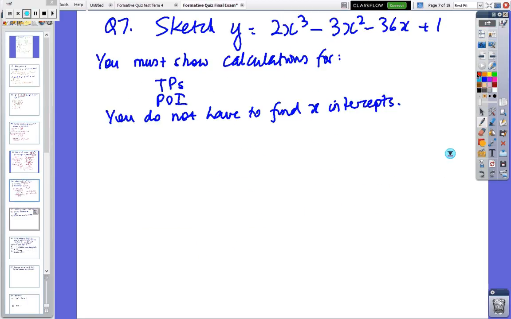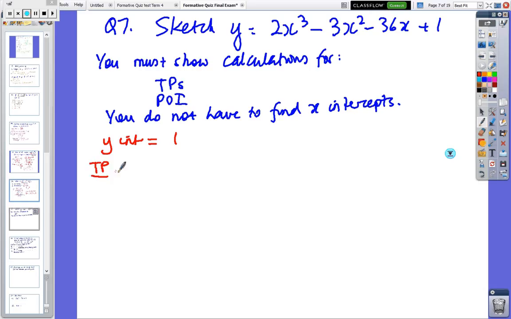Okay, this is one of the big questions: sketch, and you have to do turning points, points of inflection. So this is one of the big questions on the paper. Show the steps, and when you're ready, come back live. Okay, so when we're sketching, first just get the y-intercept out of the way. So the y-intercept is 1, the number at the back.